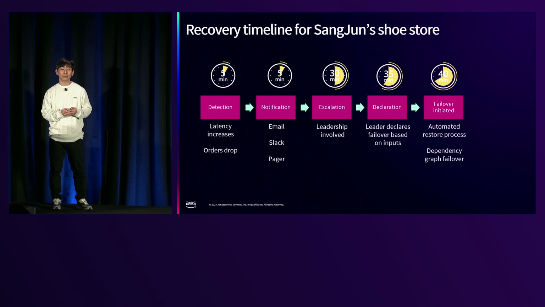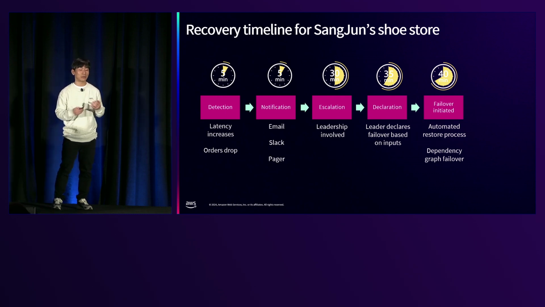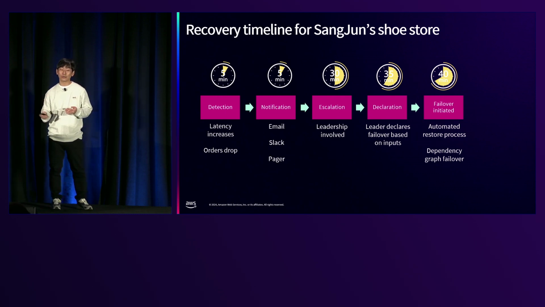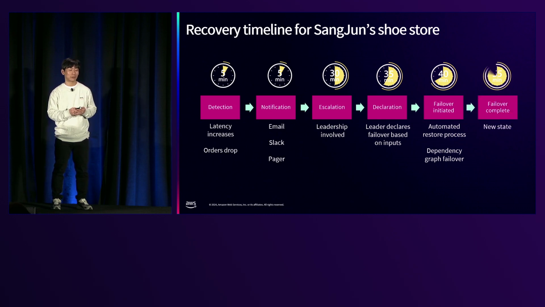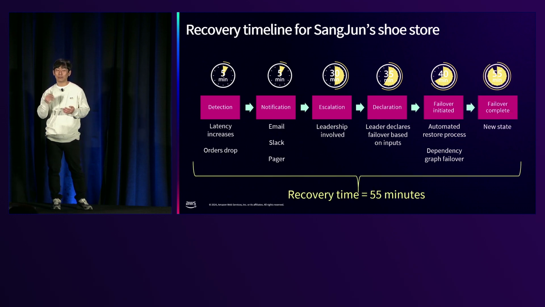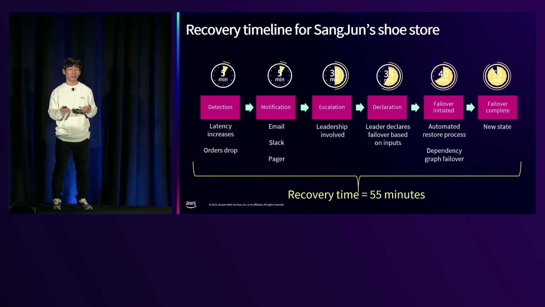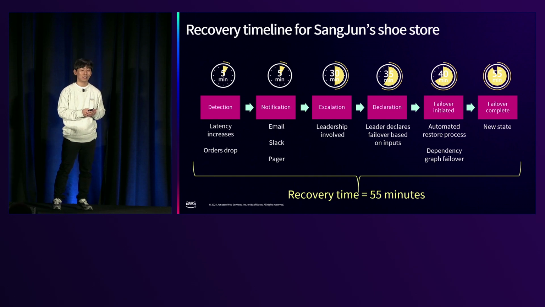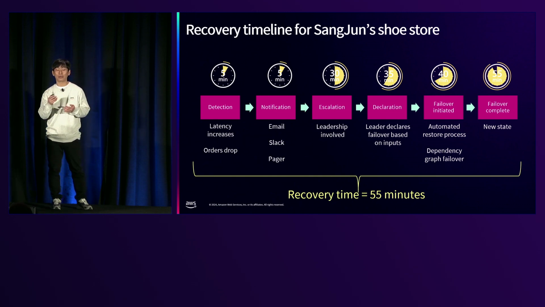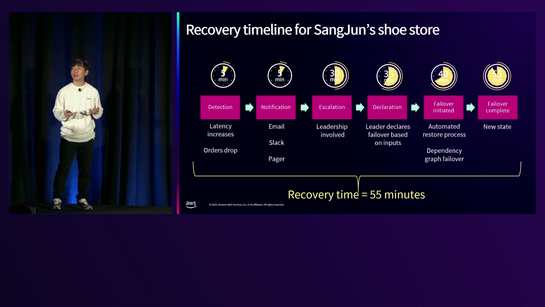Failover begins at 40 minutes using an automated dependency graph failover strategy to move interconnected systems in the correct order. Finally, at the 55-minute mark, our failover is complete. We are now operating in a new state with our systems running in the secondary region. So from the first detection of the problem to full recovery, our total recovery time is 55 minutes.